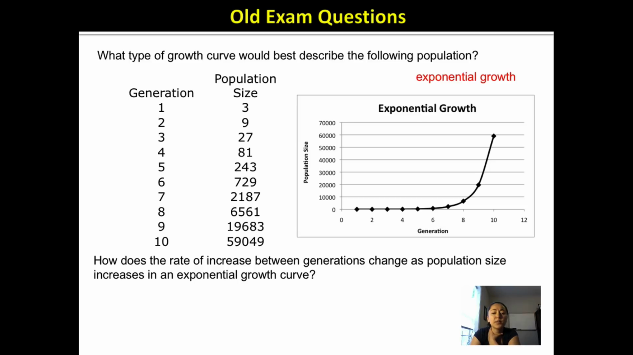How does the rate of increase between generations change as population size increases in an exponential growth curve? So is the rate of increase getting bigger, or is it staying constant, or is it decreasing? The rate of increase is actually remaining constant. You might be a little confused by that, but you can simply calculate it. If you take 6,561 divided by 2,187, you would get 3. So the population has tripled between generations 7 and 8. If you look down here too, take 27 divided by 9, and you also get 3. So each time the population is tripling, but because our population size is larger, that's what causes this steep increase.